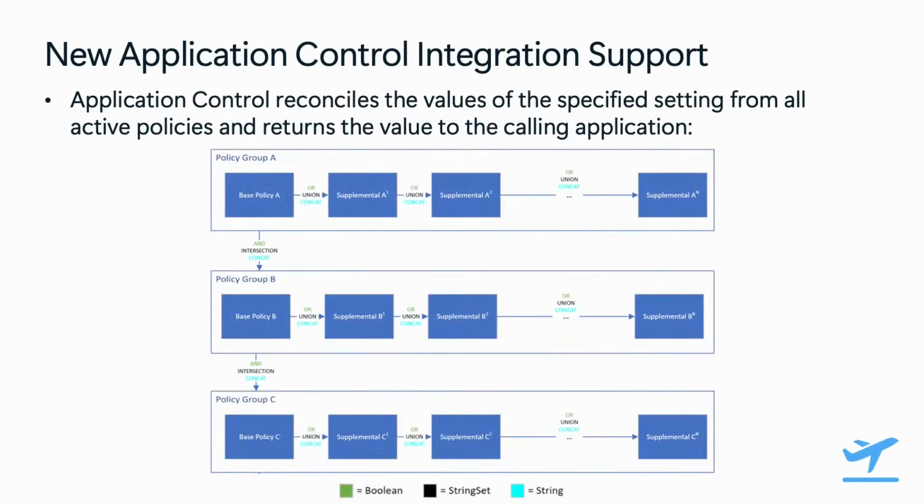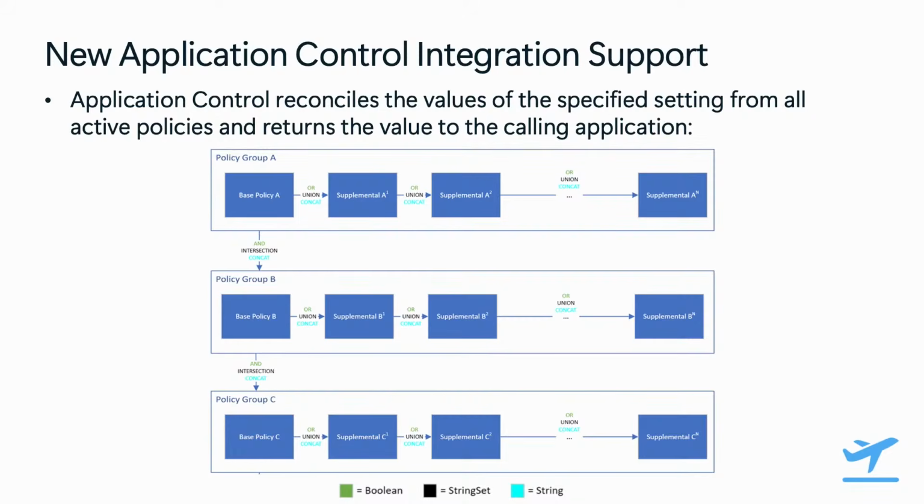The behavior of the setting evaluation logic depends on the setting type. Within a policy group, which is composed of one base policy and its supplemental policies, only one policy must set the Boolean setting. Across various policy groups, each group must have at least one policy enable the setting. For string sets, the behavior is a little different. App Control returns the strings set by taking a union between the base and its supplementals, and the intersection across all groups is returned by the API. Lastly, strings are concatenated across policy groups and within policy groups.